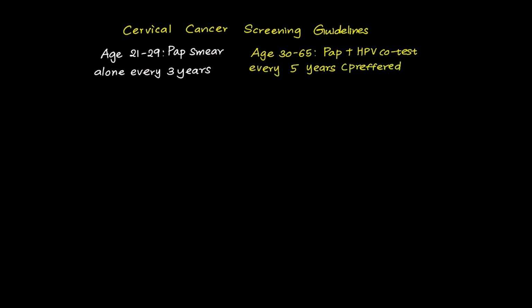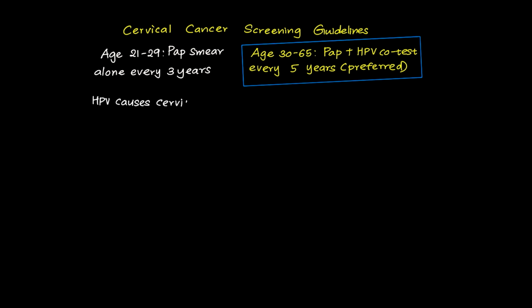The HPV test is added because HPV, specifically the high-risk strains like 16 and 18, is the primary cause of cervical cancer. Combining the two tests gives better detection than either one alone and allows for a safer 5-year interval between screenings. This patient is 32 with no abnormal history. She fits squarely in the 30 to 65 group.